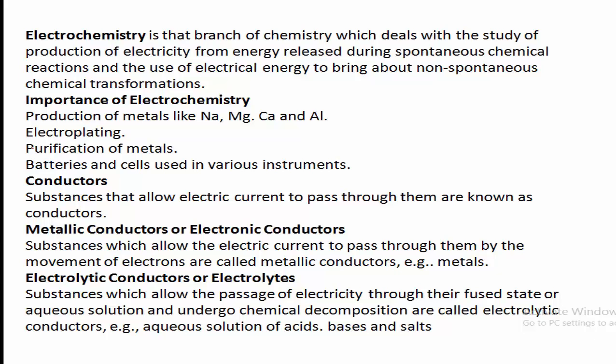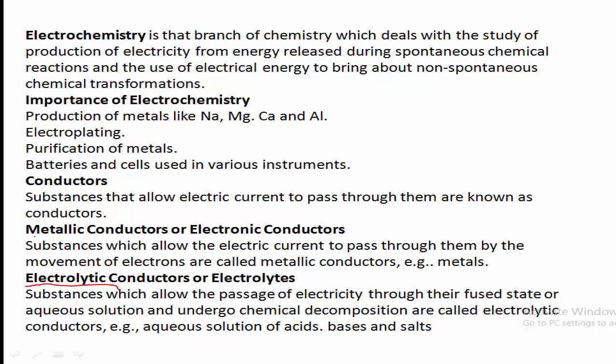Before going to the various concepts in electrochemistry, first we should know what conductors are. Conductors are the substances that allow electric current to pass through them. There are two types of conductors: metallic conductors or electronic conductors, and electrolytic conductors or electrolytes.